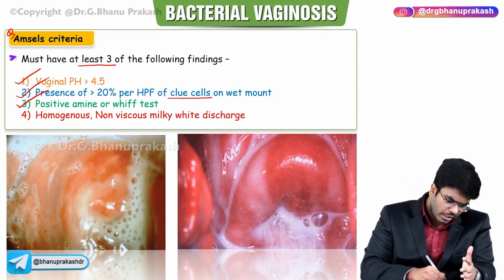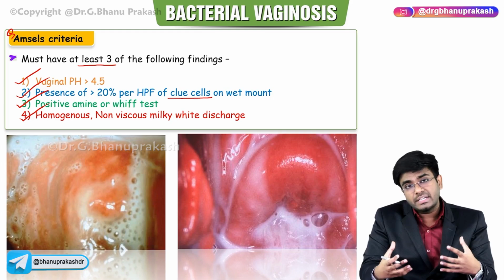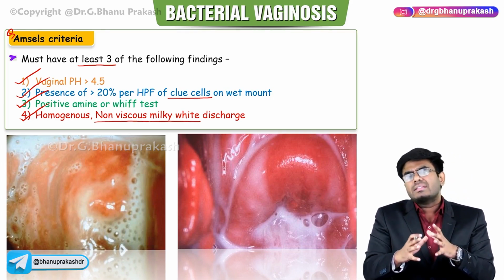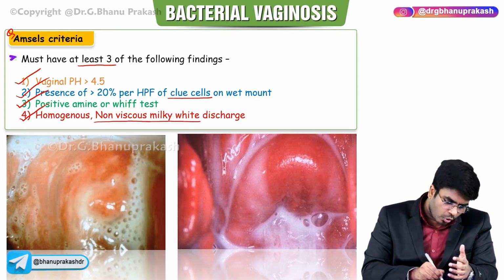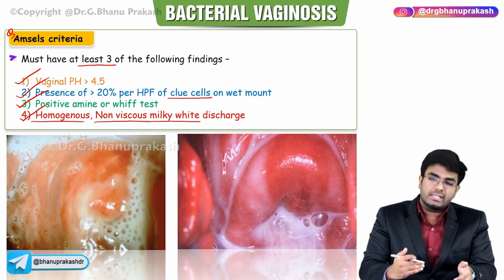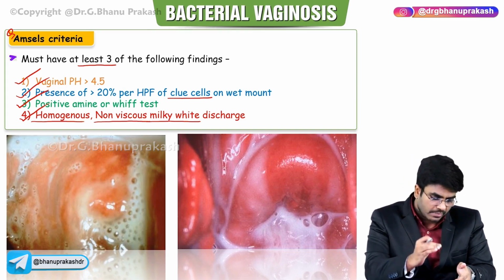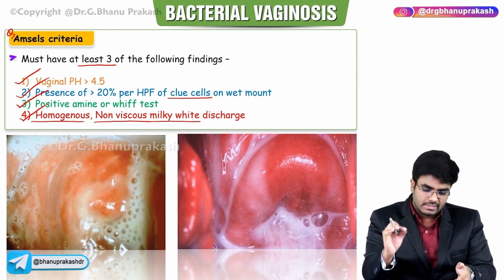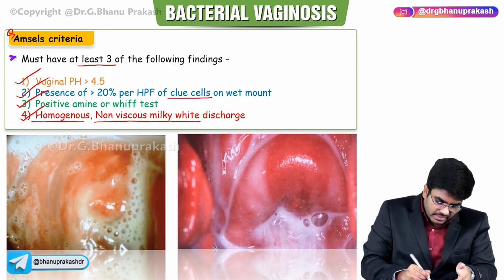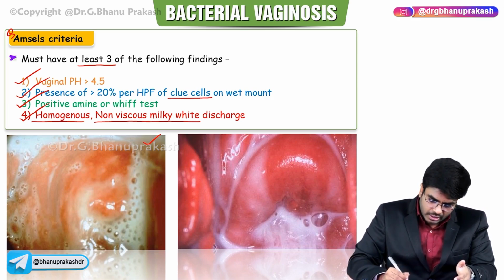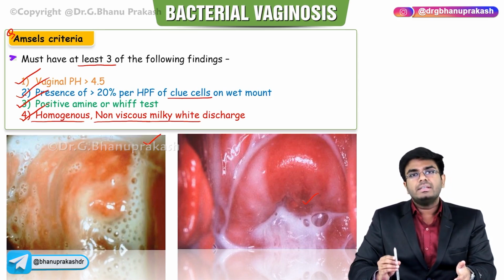Now, what about the discharge? She is presenting to you with a milky white, non-viscous, or sometimes grey, homogeneous discharge. Having at least 3 out of these 4 conditions, you can say that Amsel's criteria is met and she is having bacterial vaginosis. Now, you can see these images. See, the discharge is a little frothy and white in color. Here also you can see the discharge is whitish in color.